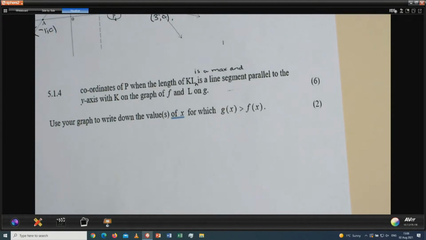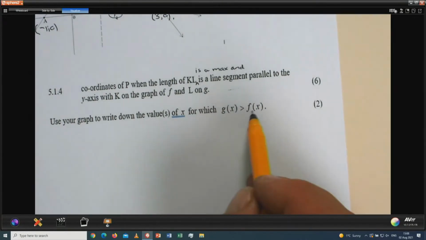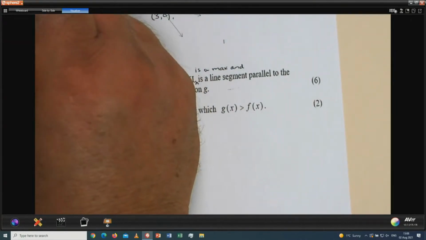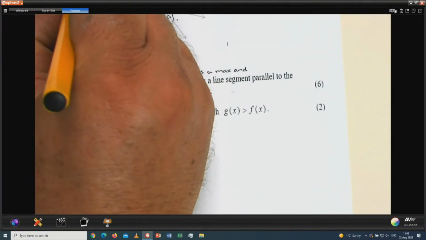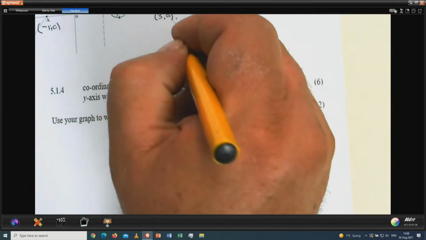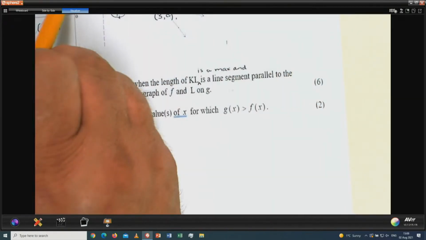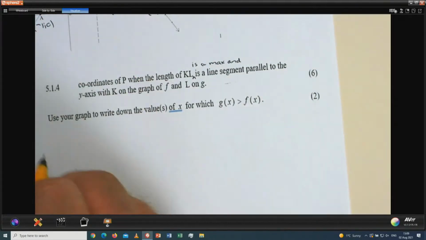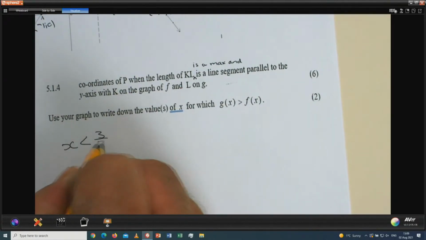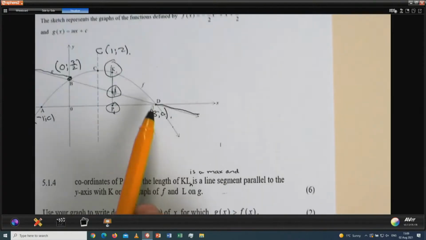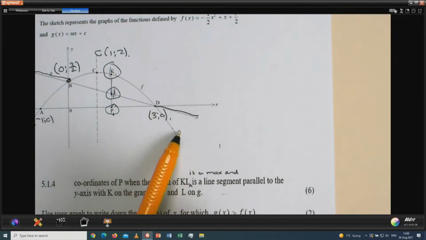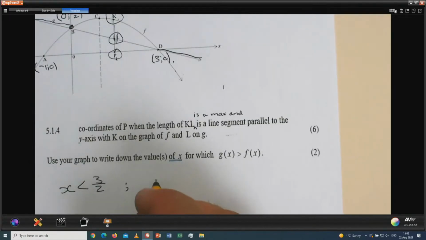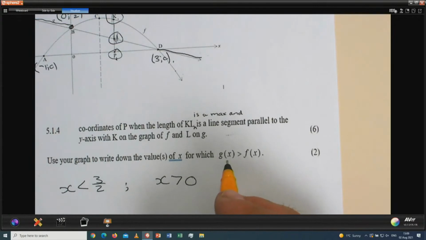Now your last question: use your graph to write down the values of x for which g(x) is greater than f(x). They're asking, where's the g graph higher than the f graph? The straight line there is higher than the parabola. So for which x values? x less than 3 over 2, and for which x values here? The g graph here is higher than the f graph for x greater than 3. Where is g(x) greater than f(x)?